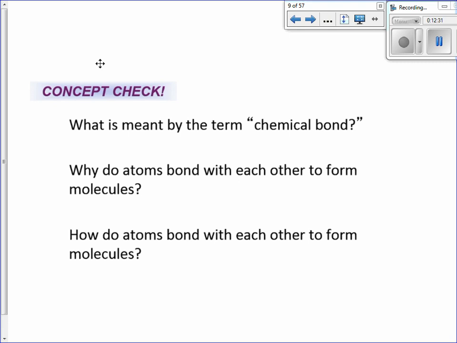Why do atoms bond again? To become stable. And becoming stable means they have lower energy. Very good. And how do atoms bond with each other to form molecules? Transfer or share. Sometimes they don't share equally, remember? They do share, but sometimes not equally. Transferring electrons, sharing electrons. Two ways that you can get the bonding to go. Okay? Good.